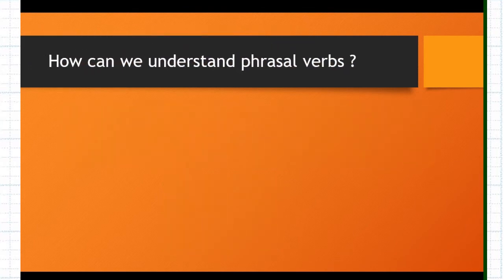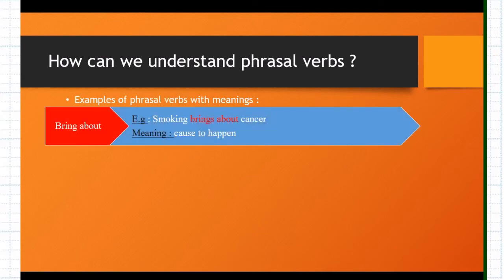Now, how can we understand the phrasal verb? Are we going to memorize them? Of course not. But by practice, you are going to be familiar with a lot of phrasal verbs, but you have to put them in context in order to understand them, and you can use the dictionary in order to explain their meaning.